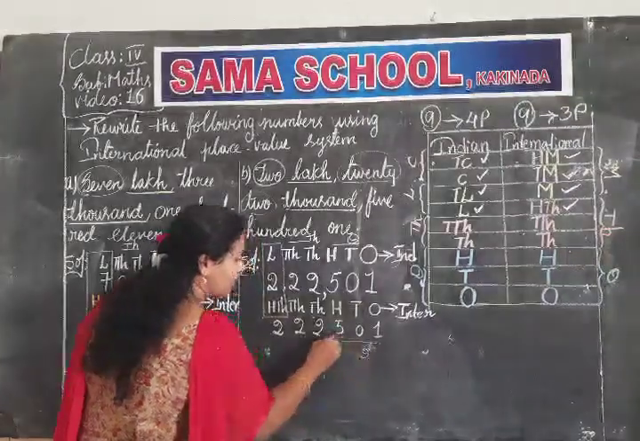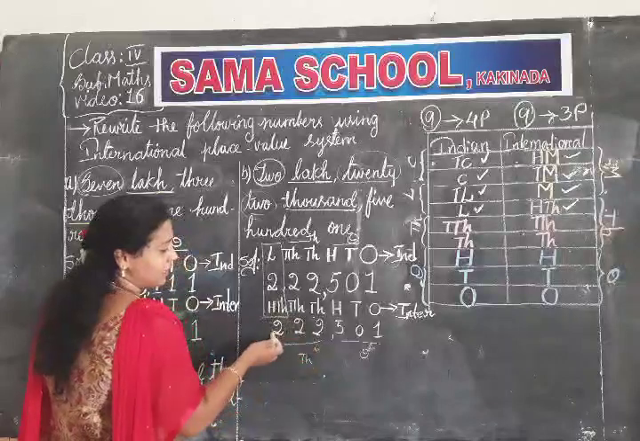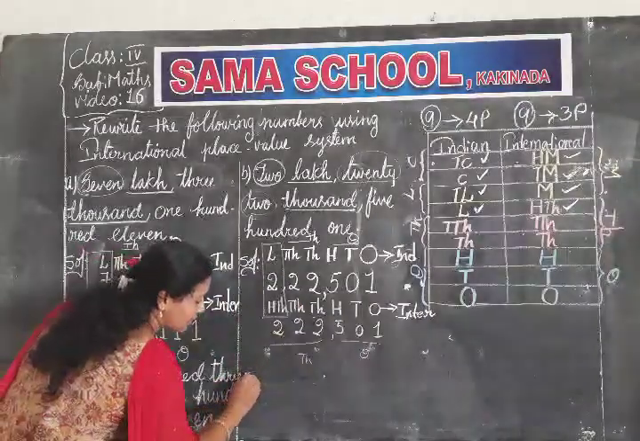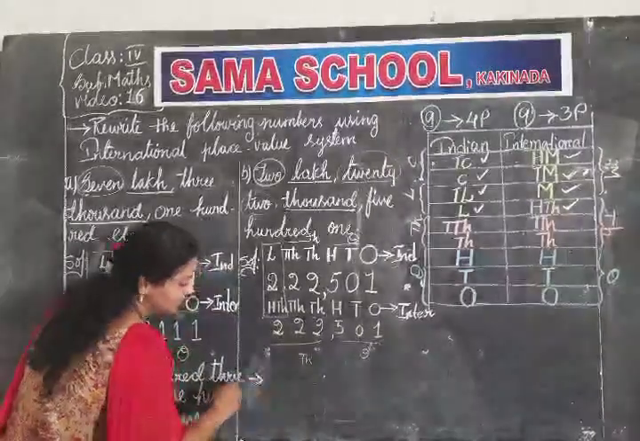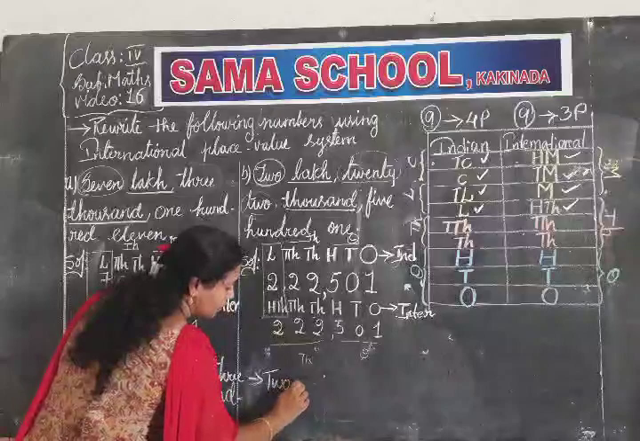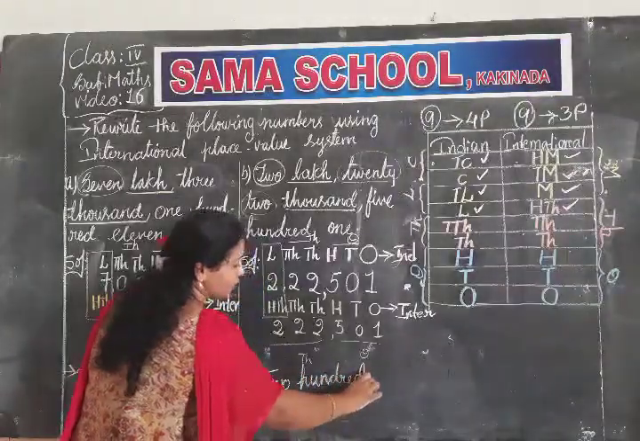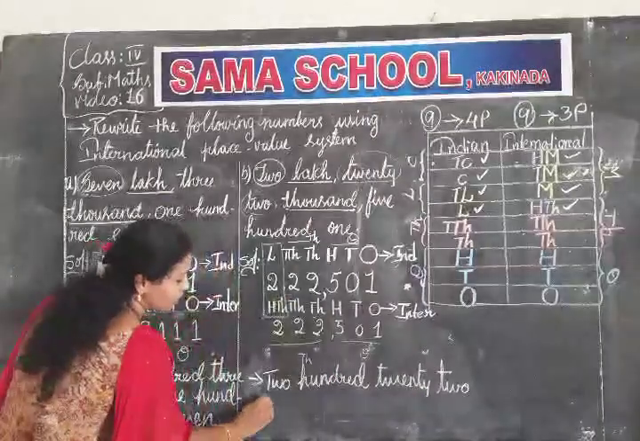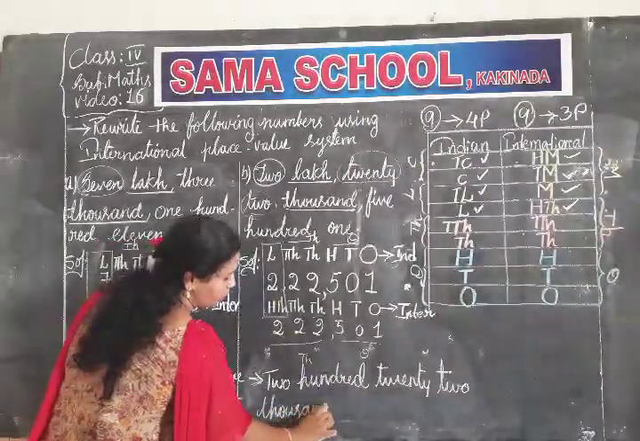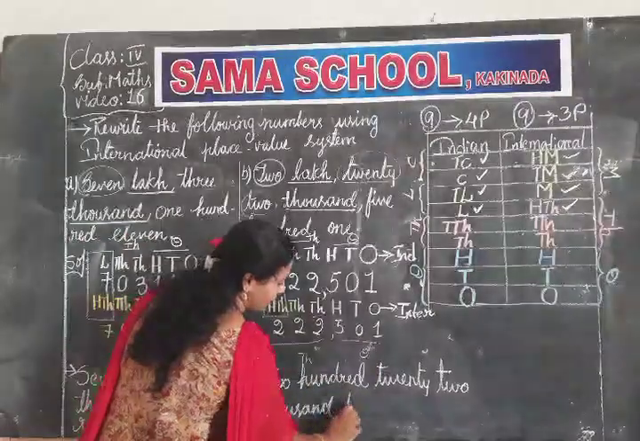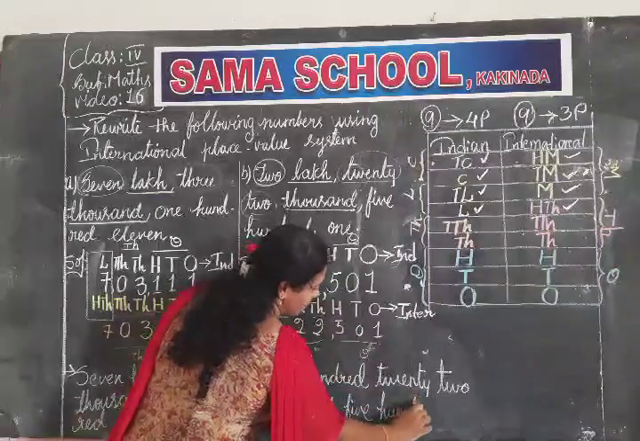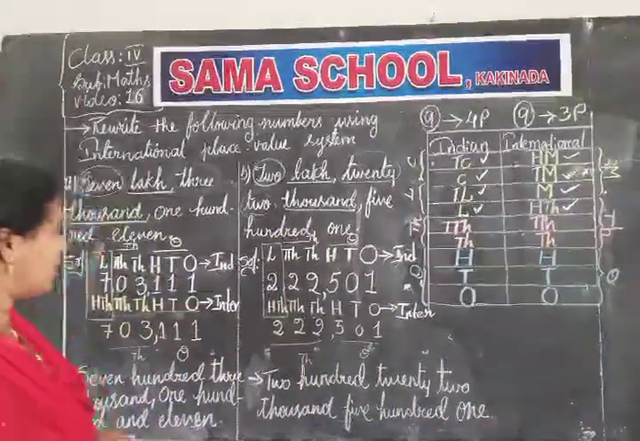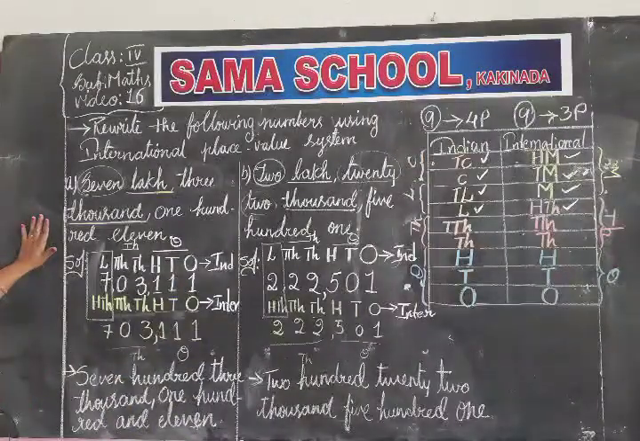Now, how to keep commas? After the 1's period, keep a comma. After the 1000's period, we read the number together: 222,000. How to read? Read the number name. Come on. 222,000, 501. Is it clear, children? How to change the Indian system to the international system? So this is the model.